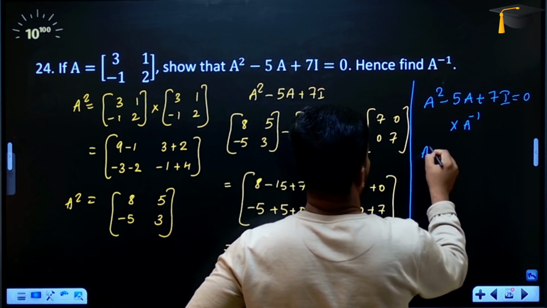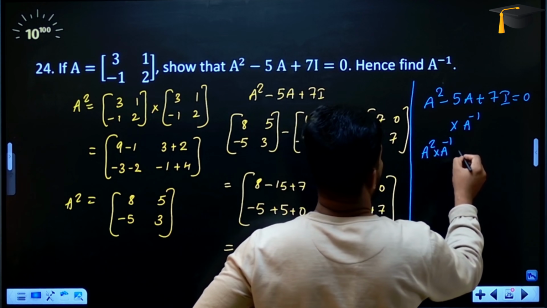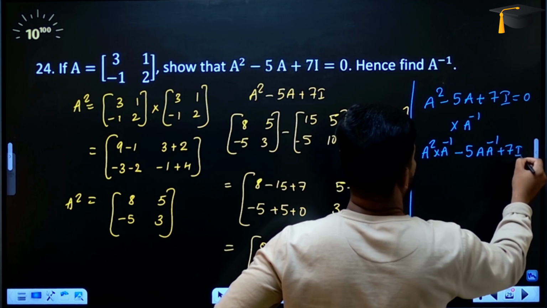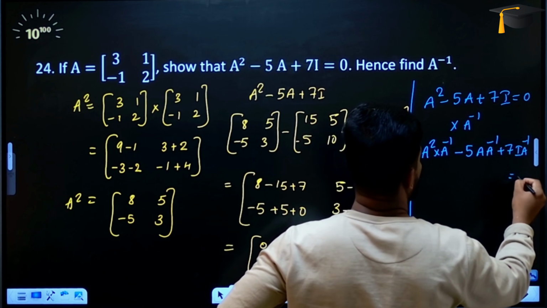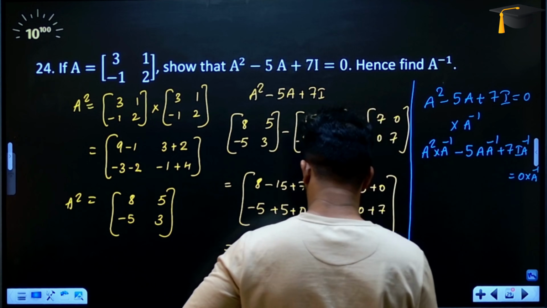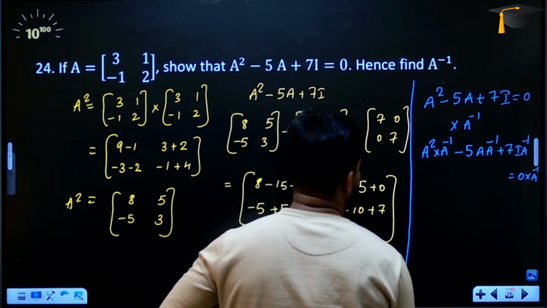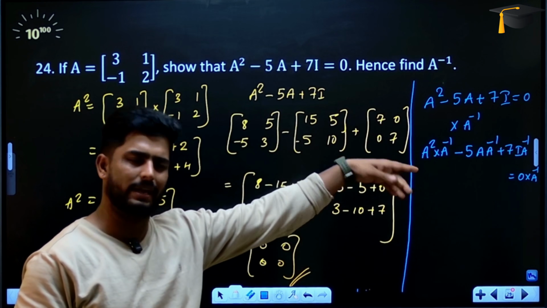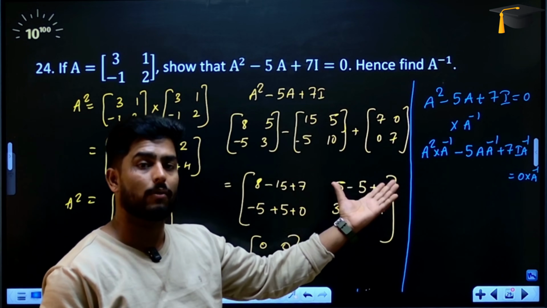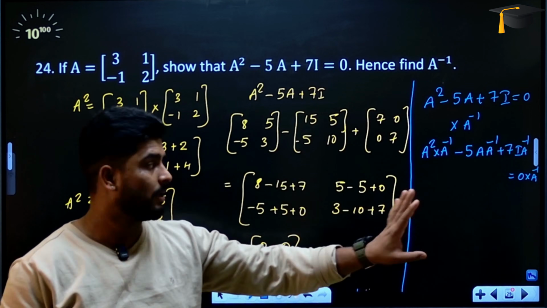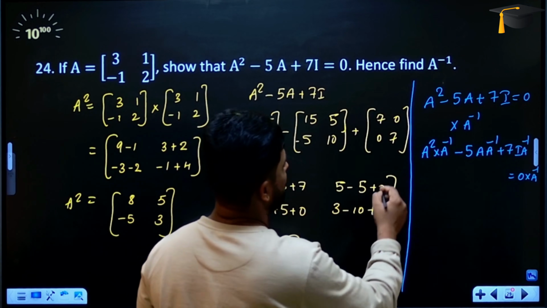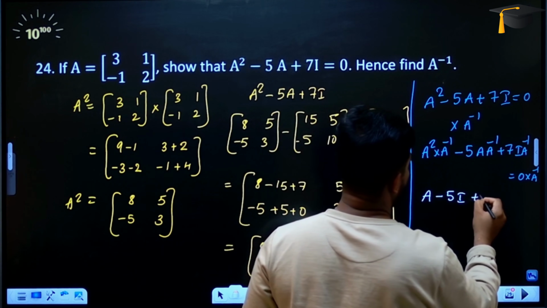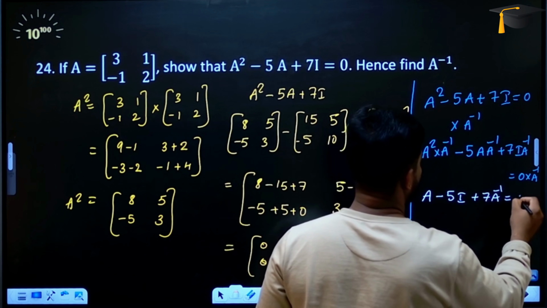So this becomes A square into A inverse minus 5A into A inverse plus 7I A inverse is equal to 0 into A inverse. Okay, most of you will forget that because anyhow it is 0 and you will just leave it off, but carefully write that. Anyhow it is 0, but you need to know why we are not writing the other side. So we get A minus 5I plus 7A inverse is equal to 0.